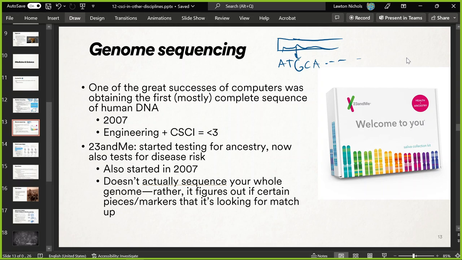So a very, very cool thing happened in 2007. That was when we first completely, or essentially, with an asterisk, we completely sequenced the entire human genome. So all of a particular human's DNA. We sequenced it back in 2007, and that was a huge, huge win for computer scientists and engineers. They worked together, right? You had to build the machine that also reads it, and then some fancy algorithms that write down the sequence.